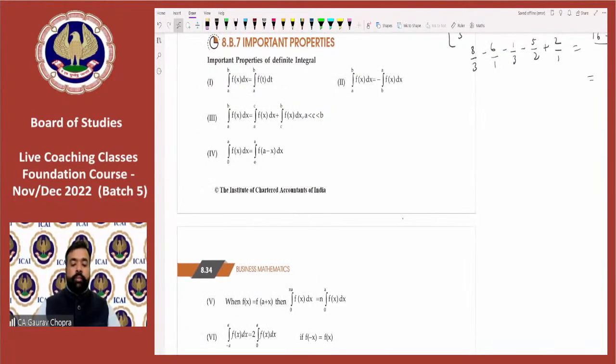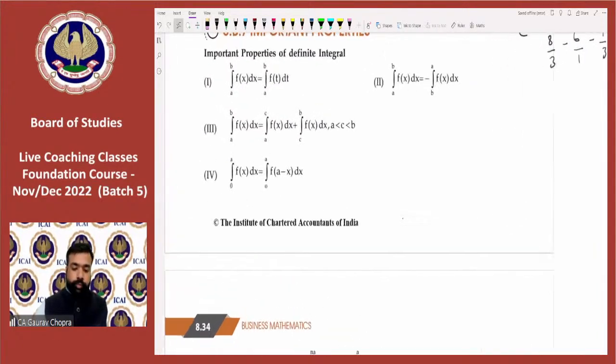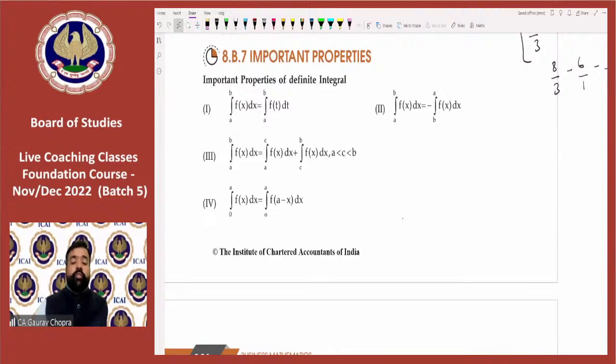Now there are some important properties for definite integrals. So let's learn these properties first. The first property is here: integration of any function from a to b is equal to integration of the same function with another variable t from a to b. So if we are changing the variable, in place of x we are using t, the result will be the same.